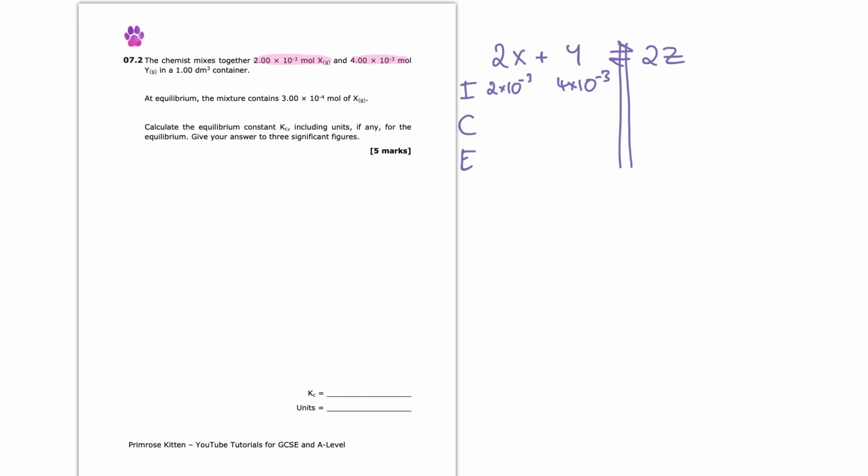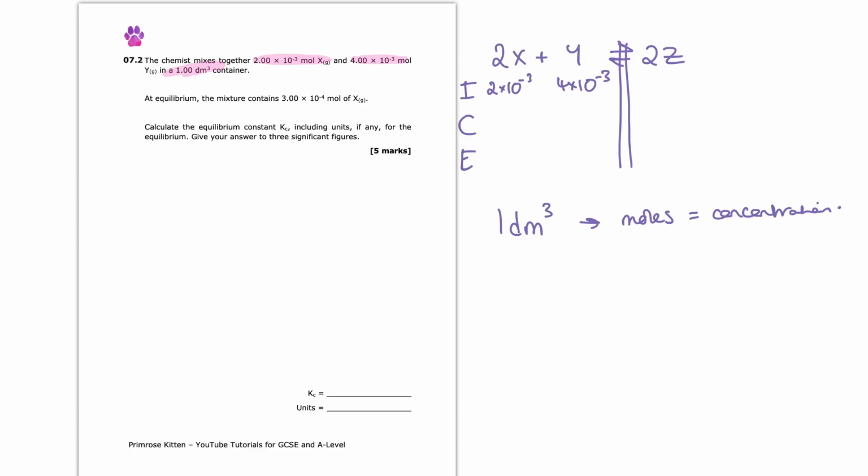It's important to note that we have a 1 decimeter cubed container. That's important because as it's 1 decimeter cubed, that means that the number of moles is actually going to be equal to the concentration, because concentration is moles divided by volume, and in this case the volume is just 1. So in this specific case, the moles we can use as the concentration.